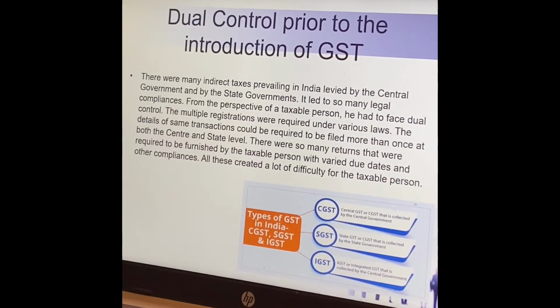Dual control prior to the introduction of GST. So what was dual control? How was it before implementation of GST? There were many indirect taxes prevailing in India by the central government and by the state government. It led to so many legal compliances.